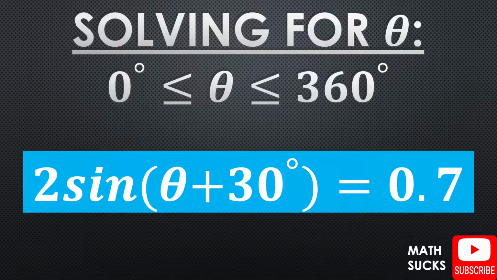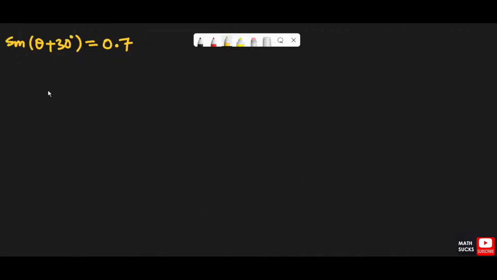So in this video we'll see how we can solve this short equation: sine of theta plus 30 is equal to 0.7. The first thing we need to see is that sine is positive, so that means it is found in quadrants where sine is positive. Also, the angles of our interest are between 0 and 360 degrees. So that's another condition we need to follow. Theta has to be within this range.